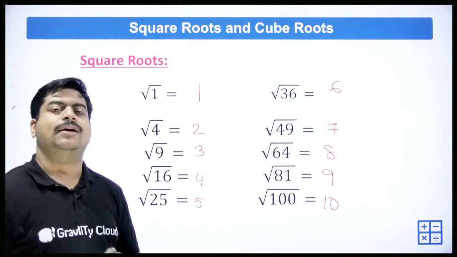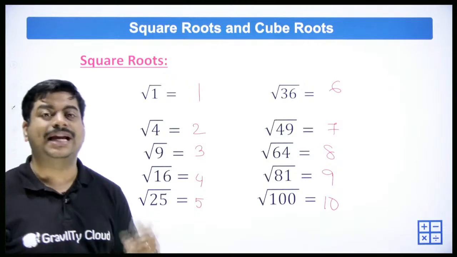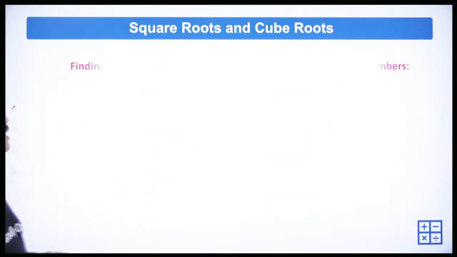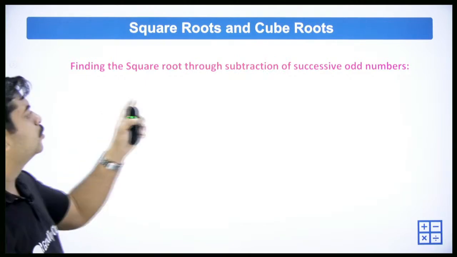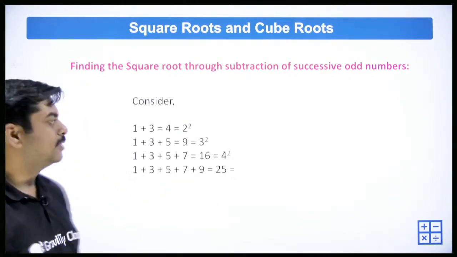But going ahead, what is the square root of 121? What is the square root of 169? So we need to have some process to get the square root. Let's try to see that. Find the square root through subtraction of successive odd numbers, which you have discussed in the previous class, but once again, let's try to see that.